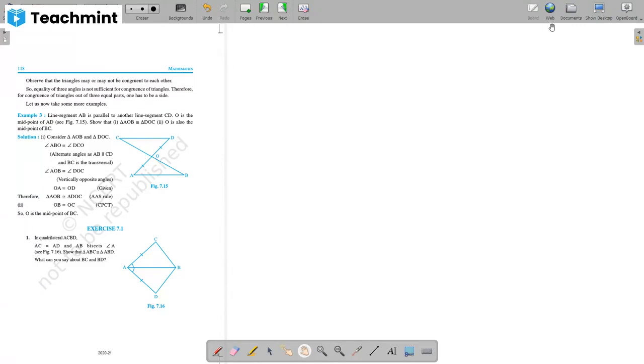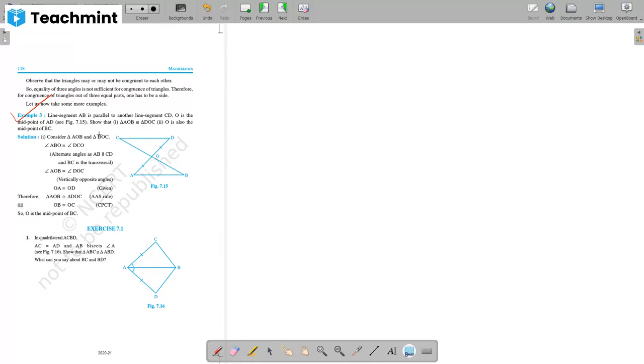Okay. Now let us move to the next example. Example number 3. This is the question. Line AB is parallel to another line segment CD. O is the midpoint of AD. Midpoint means middle point, or it divides into two equal parts. Show that triangle AOB is congruent to triangle DOC and O is also the midpoint of BC. So here we are given a figure.